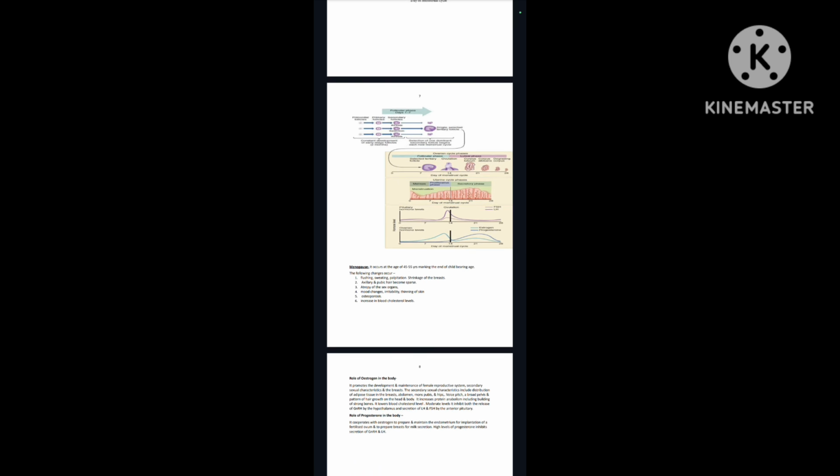Now I will read the menopause. It occurs at the age of 45 to 55 years and marks the end of the childbearing age. Menopause means when the period or menstrual cycle stops at the age of 45 to 55. At that time, the following changes occur: flushing, sweating, palpitation, shrinkage of the breast. Second is axillary and pubic hair becoming sparse. And third is atrophy of the sex organs, mood change, irritability, thinning of the skin, osteoporosis, increase in blood cholesterol level.